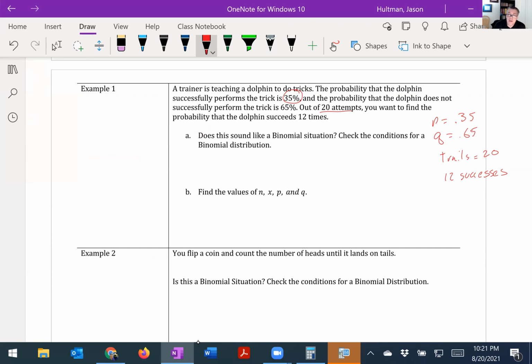Does this sound like a binomial situation? Check the conditions for binomial distribution. So yes. Do we have successes and failures?